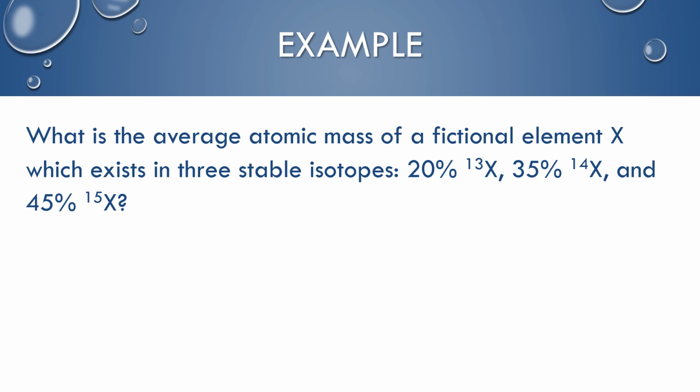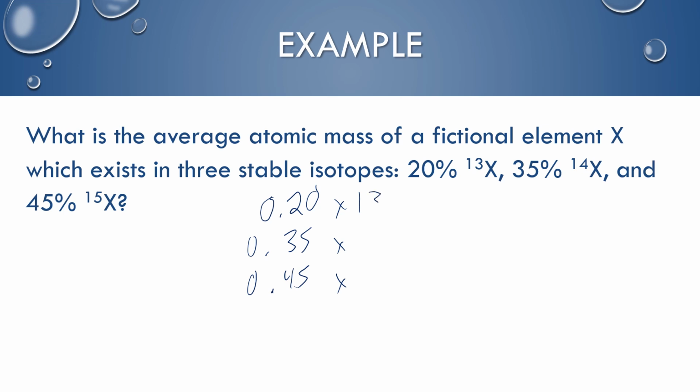Okay, so what is the average atomic mass of a fictional element X, which exists in 3 stable isotopes: 20% X13, 35% X14, and 45% X15? So your strategy when you're solving these types of problems is you want to change those percents to decimals first. So you have 0.2, 0.35, and 0.45. And then you multiply by the mass.